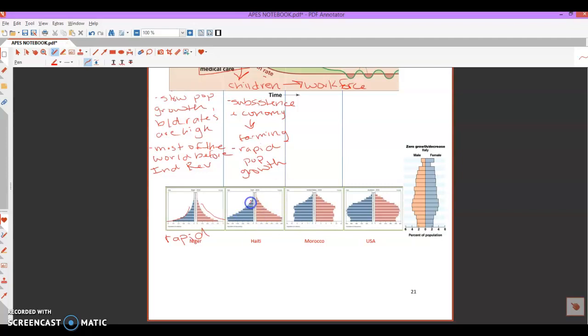As you can see, Haiti also has a very broad base, but you can see that there are larger portions starting to increase at the top of the pyramid of the older age groups. So they are transitioning into a more developed country. Okay? All right.